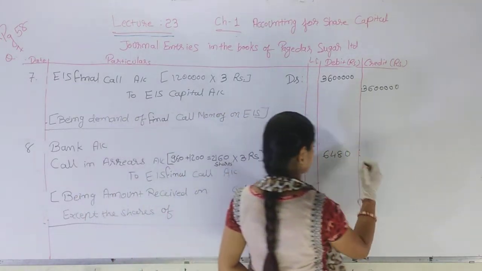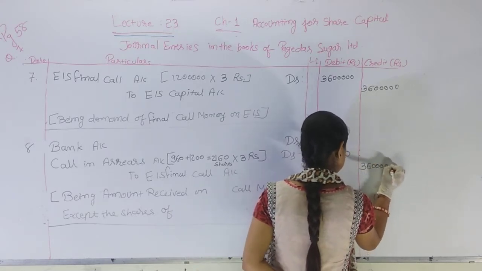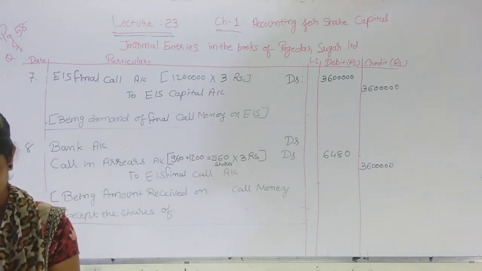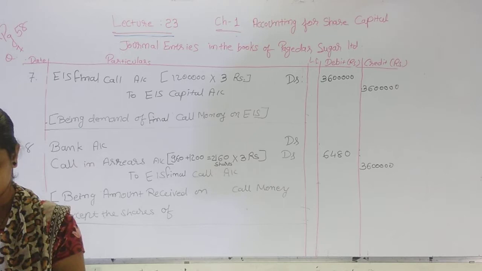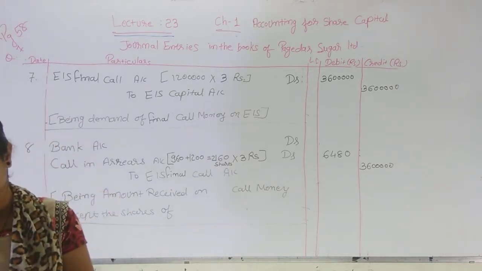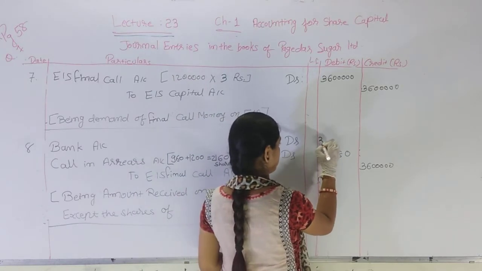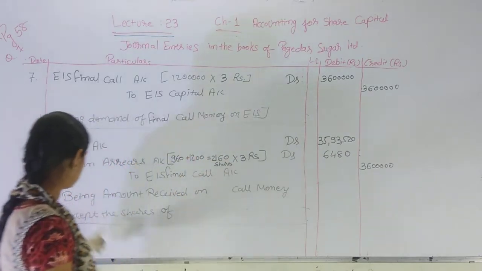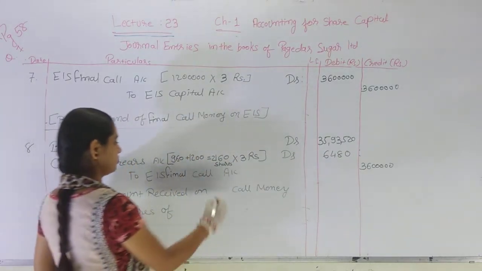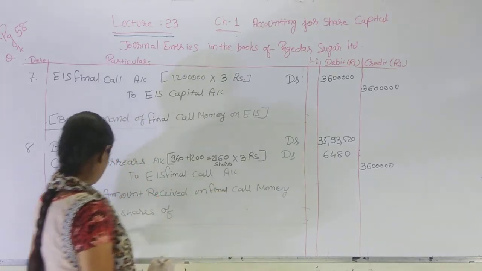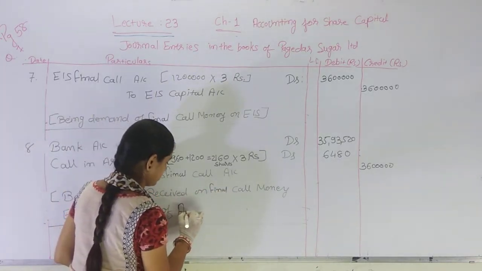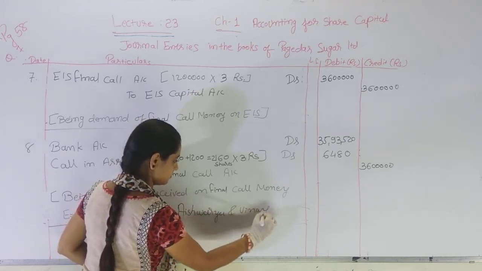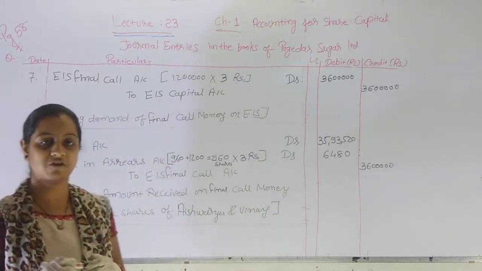How much amount we have total demanded? 36 lakh. So out of 36 lakh we have not received amount worth rupees 6480. So total we have received 35 lakh 93,520. And in the bracket we have to write being amount received on final call money except the shares of Aishwarya and Vinay. Right? See, here we have completed 8 entries.